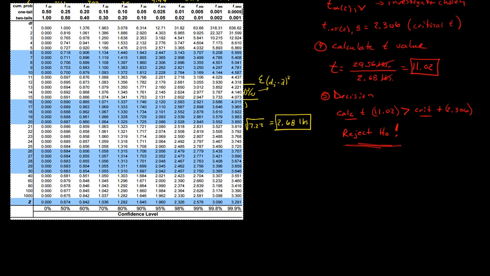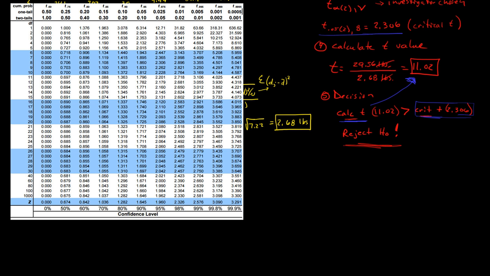Before I do that, I want to go back and make sure that we understood where we get this calculated t. This calculated t is coming from our t-test formula, but the critical t is 2.306 again. I just want to make sure we understand, it's t at alpha 0.05.